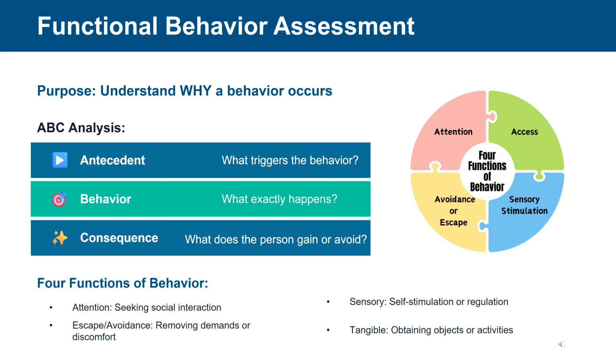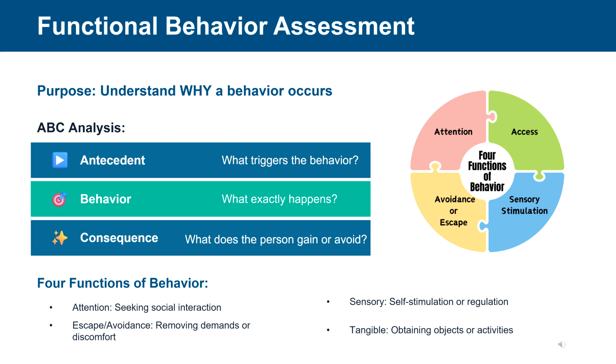Functional assessment. Now let us discuss functional behavior assessment, which is crucial for designing effective interventions. We need to understand why a behavior occurs, what function it serves for the person. The A-B-C analysis helps us identify this. We carefully observe the antecedent, what triggers the behavior, the behavior, what precisely happens, and the consequence, what the person gains or avoids.